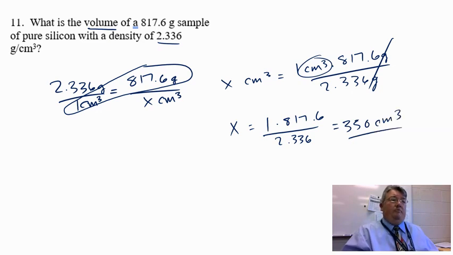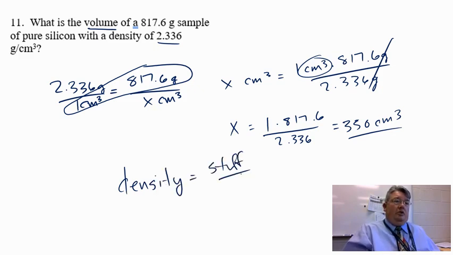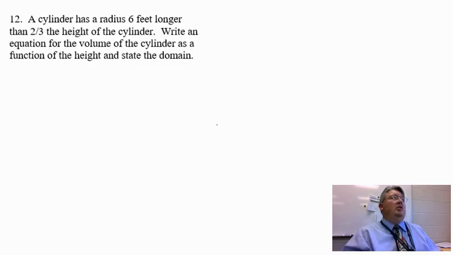There's my volume. I set it up always on these density things. Density equals the amount of stuff over the amount of space that it takes. Okay, cool. Moving on. A cylinder has a radius 6 feet longer than 2/3 the height of the cylinder.